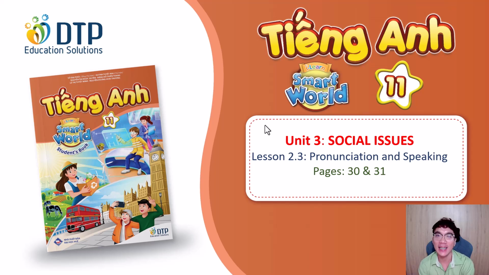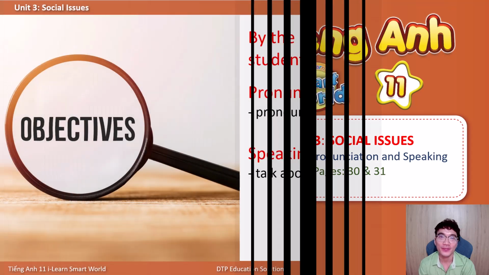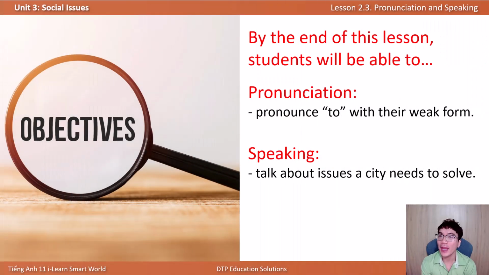It's me, Dennis, again, and today we will have a very fun day studying Unit 3, Social Issues, Lesson 2.3, Pronunciation and Speaking. Please now turn your book to page 30. By the end of this lesson, you will be able to pronounce the word "to" with its weak form "ta". And then you will be able to speak about issues that a city needs to solve.